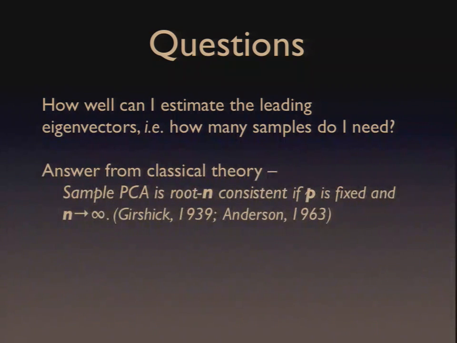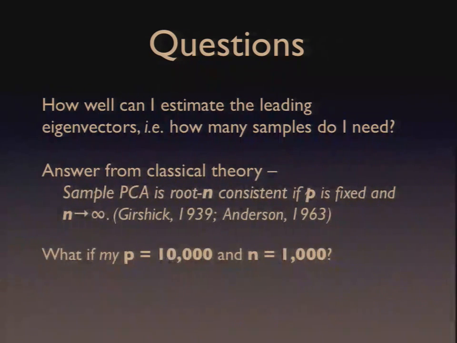If my dimension is fixed, p is fixed, but I let my sample size increase to infinity, then my accuracy is going to go down like 1 over the square root of n. Okay, so as long as I don't have too many variables and have a lot of samples, then I can accurately estimate the eigenvectors. Now the question is, what if my p is 10,000 and n is only 1,000? Okay, so does classical theory apply in this case? I don't think so. I think that what classical theory says about this situation is not appropriate. The asymptotics are not appropriate for this situation.